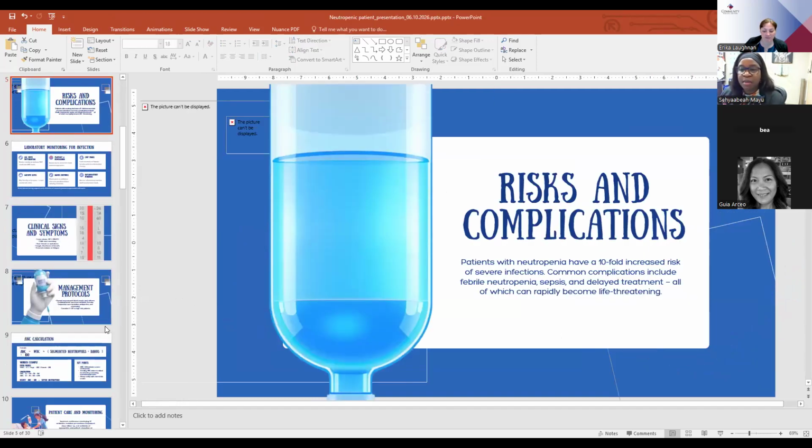So risk and complications: patients with neutropenia have a tenfold increased risk of severe infection. So we want to highlight some of the complications, febrile neutropenia, sepsis, and delayed treatment, all of which can be really life-threatening for these patients.